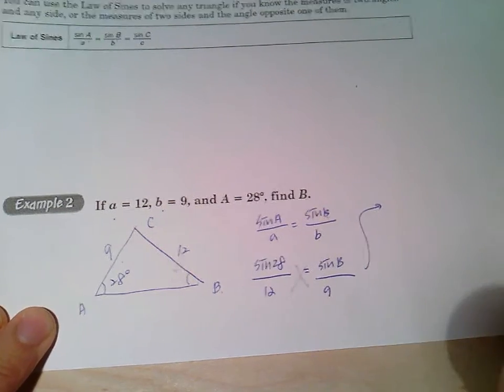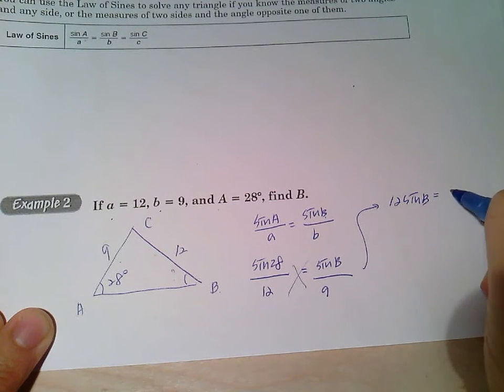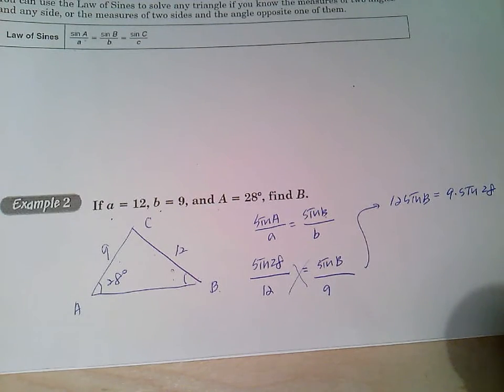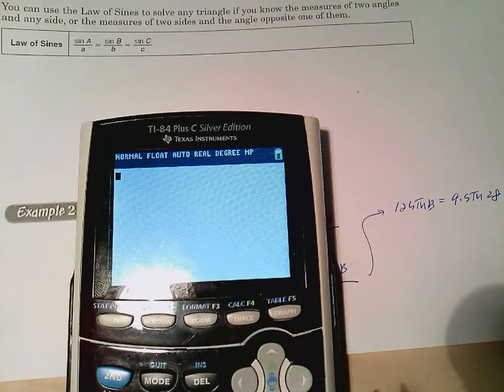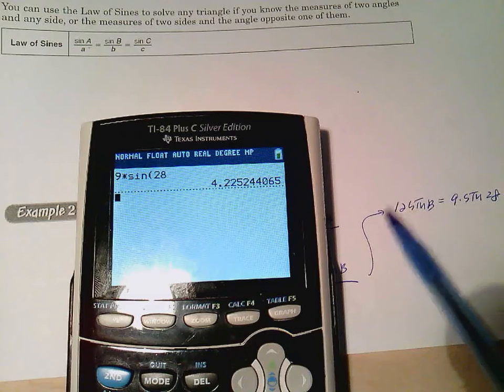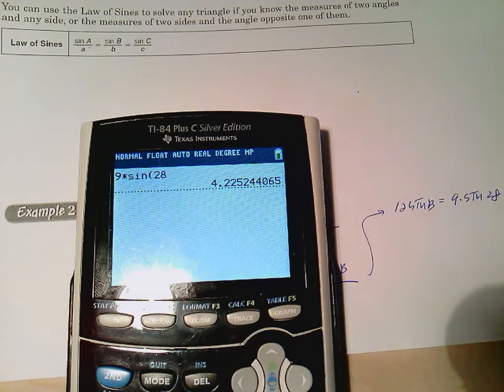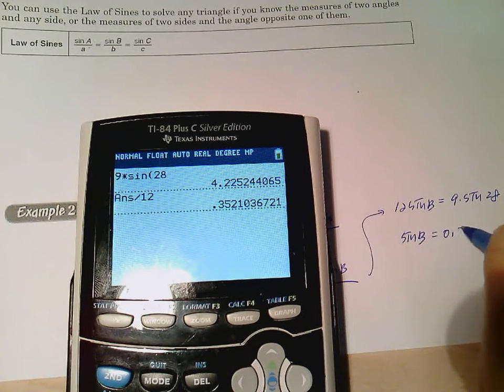So if you cross multiply, what happens is 12 sine of B equals 9 times the sine of 28. So what I'm going to do is plug it into my calculator. Okay, so first of all, 9 times sine of 28. Okay, so I got the number for the right side. But since we have a 12 in front of the sine B, I'm going to divide by 12. So what we have is sine of B equal to 0.352.